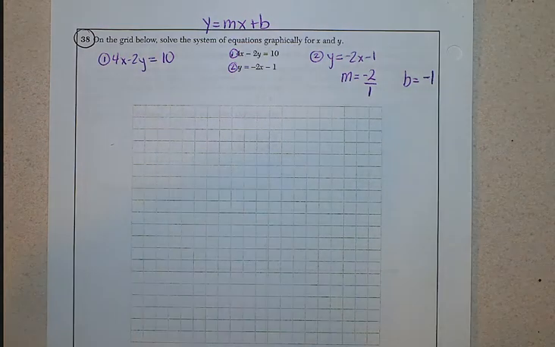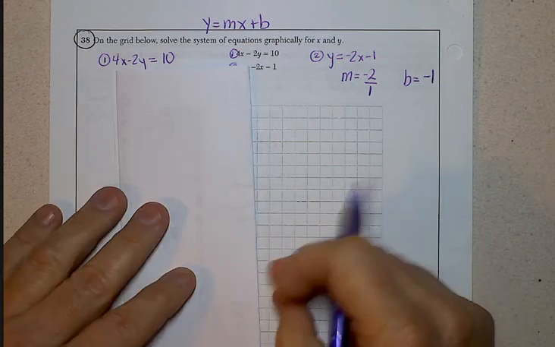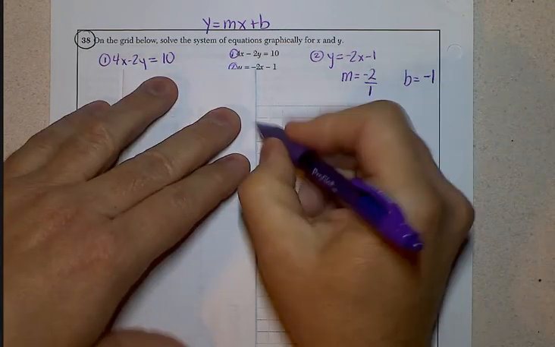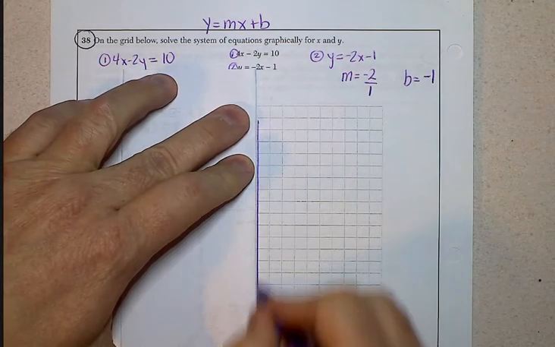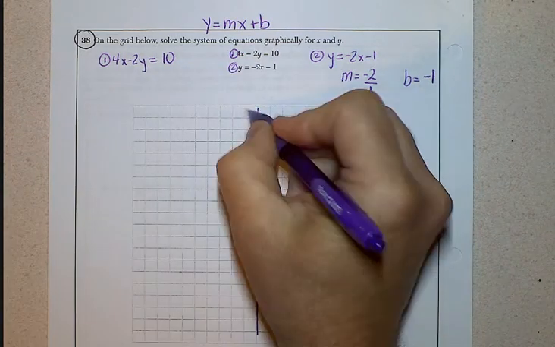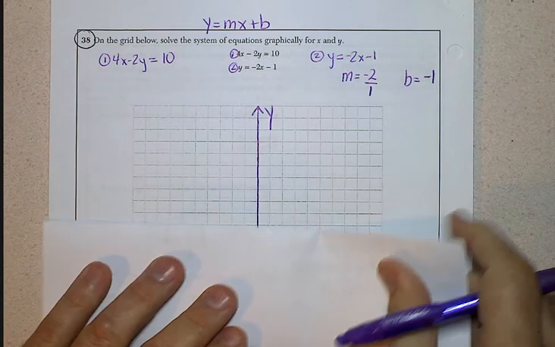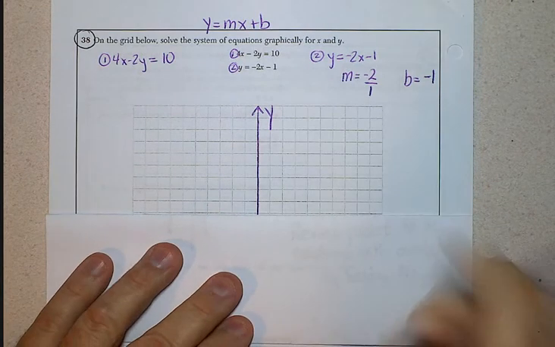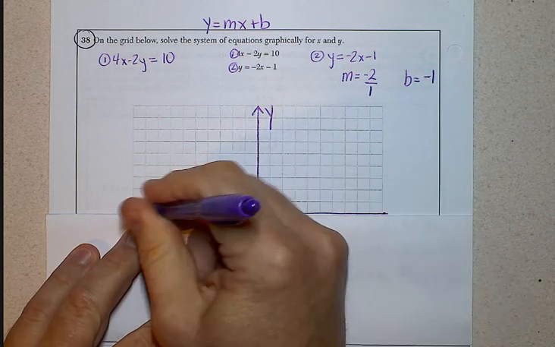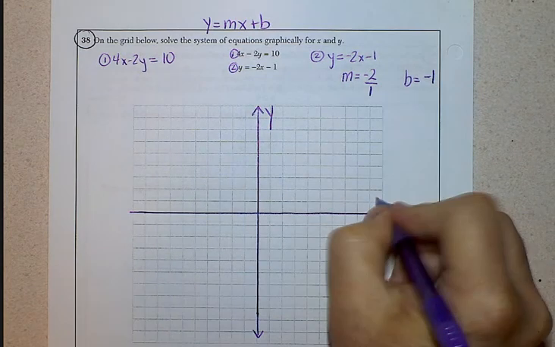So I go to my coordinate plane, and I'm going to make my y-axis and my x-axis. Again, if it's not made for you, please take your time to do that. We have a vertical line all the way through the plane with arrows on the end, and I'm going to label this my y. And our horizontal line, which is our x, all the way through the coordinate plane, and we'll label this my x.